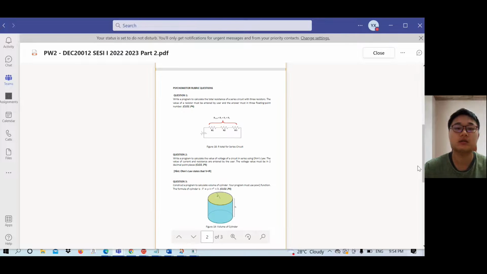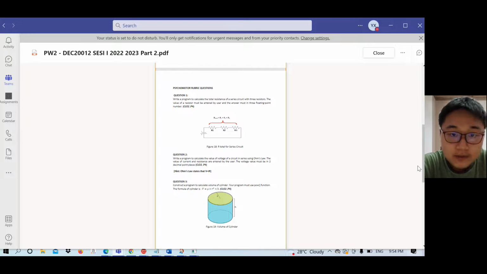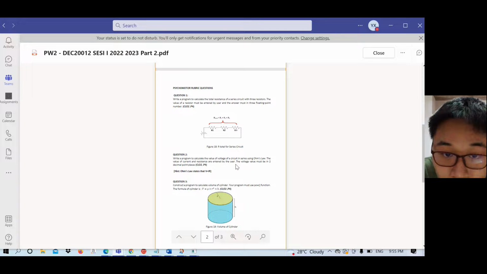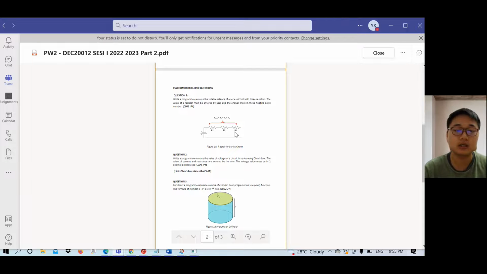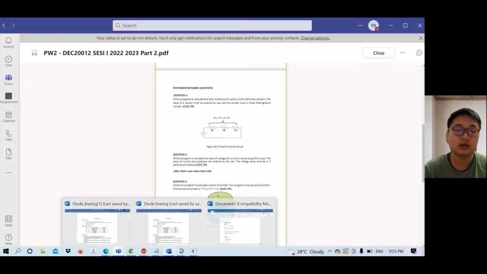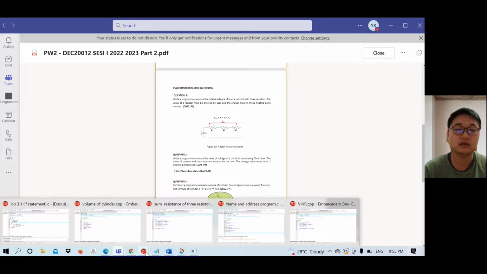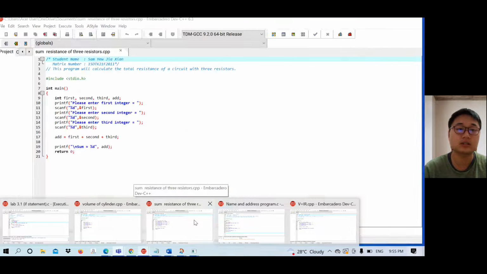So I'm going to read the first question. Question 1. Write a program to calculate the total resistance of a series circuit with 3 resistors. The values of the resistors must be entered by the user and the answer must be in 3 floating point numbers. So Figure 1, R total is a series circuit. Here's the circuit, and right now I'm going to show you how to do the sum of resistance of 3 resistors.